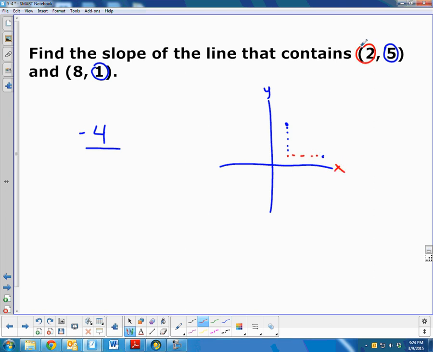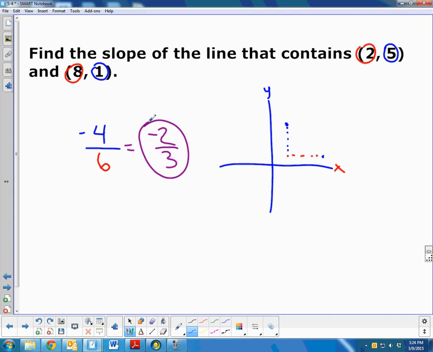So if we look at those x values from 2 to 8, well, from 2 to 8, it runs 6. And so the slope, if we reduce, we would divide both of them by 2, we get -2/3. That would be the slope between those 2 points.